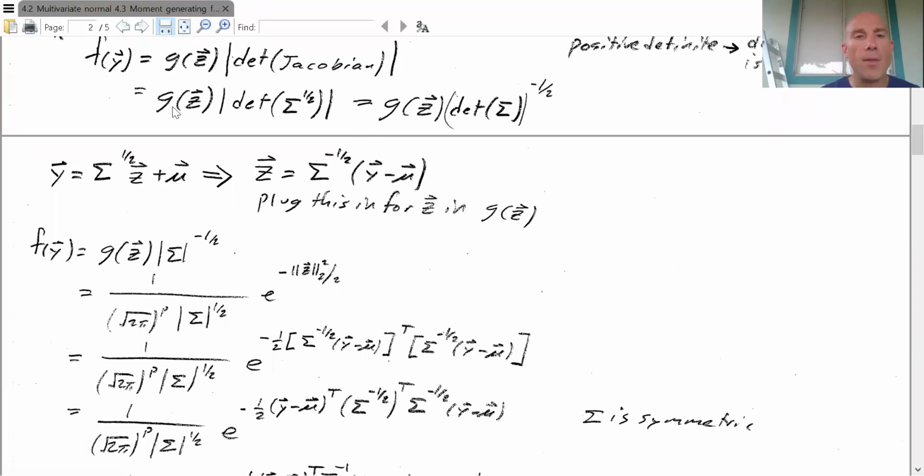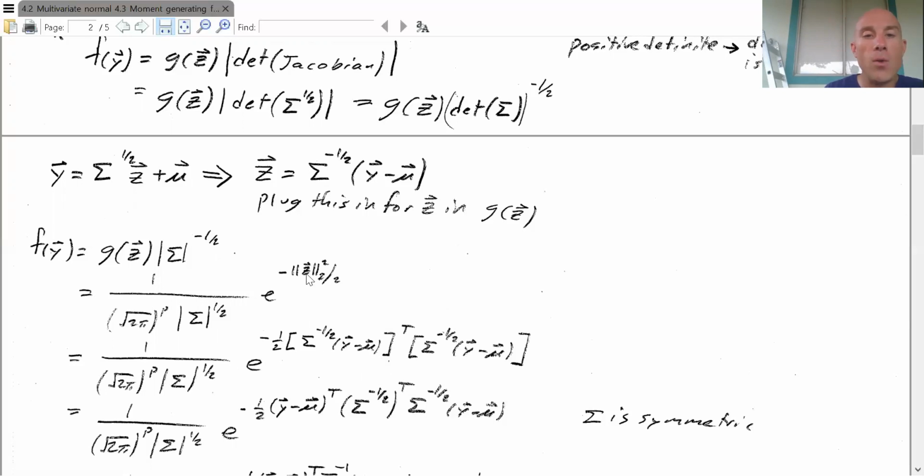Now I've got the g of z. But I don't want z, I want y. So I'm going to convert over, and I'm going to replace this z with this term right here and slap that in. First thing I'm going to do is replace g with the e part, just using the formula, and divide by the square root of the determinant of sigma. Now all I do is take this formula and replace the z everywhere that I need to.